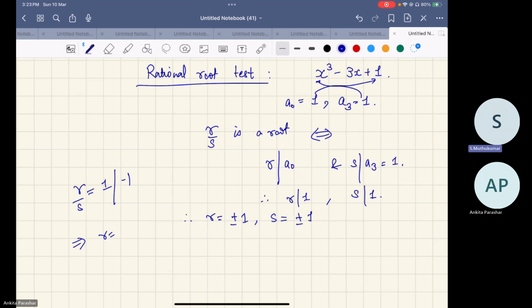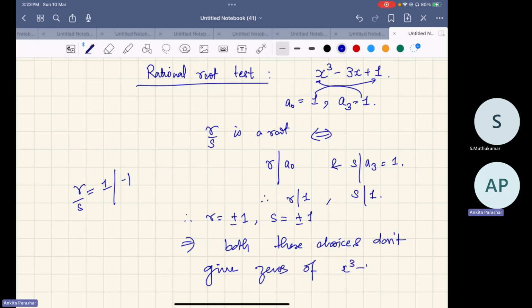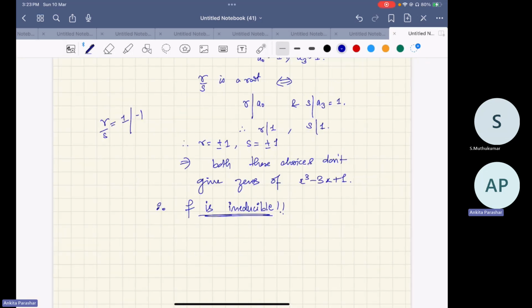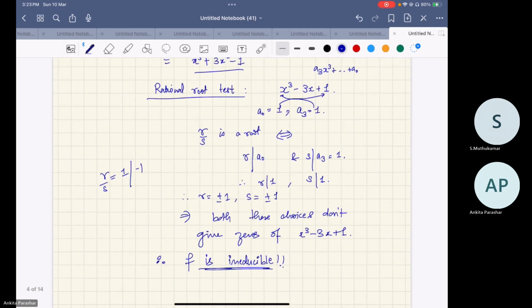Both are not roots of x cubed minus 3x plus 1. Exactly. And therefore both these choices do not give zeros of x cubed minus 3x plus 1. And therefore, by rational root test, f has no root. Can I say f is directly reducible? Just having no root, is that enough? I think it is not enough.